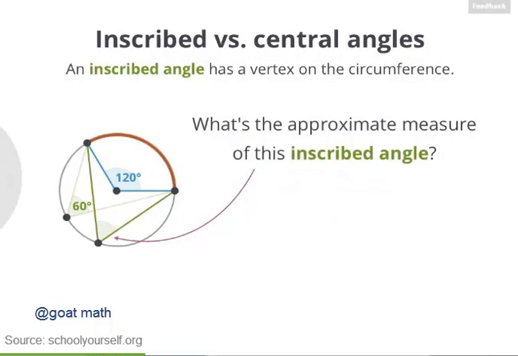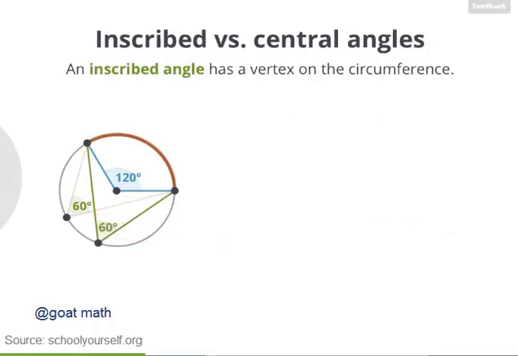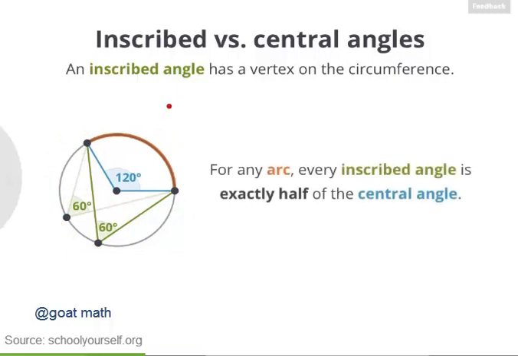So this angle also measures precisely 60 degrees. And it turns out that for any point you pick along this part of the circumference, the inscribed angle to this arc is always 60 degrees. In general, for any arc, like this arc here, every inscribed angle is always exactly half of the central angle.